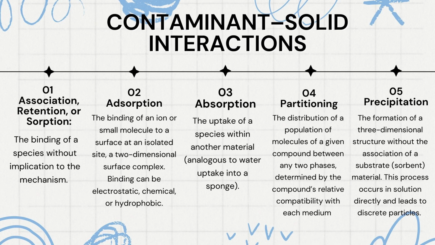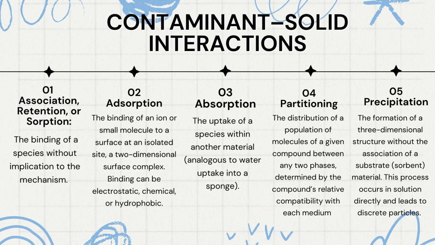Partitioning in soil and sediment interaction refers to the distribution or allocation of contaminants between the solid phase and other environmental phases like water or air. It involves how contaminants move between these different compartments, impacting their overall behavior and fate in the environment.